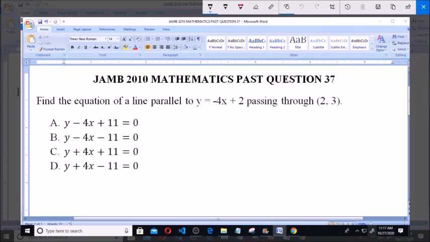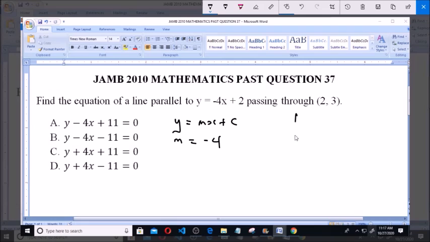So we have to find the equation of a line parallel to another line, which is y is equals to minus 4x plus 2. This is the equation of the line. Now, first of all, we have to find the gradient of this first line. From the equation of a line, y is equals to mx plus c, you will see that the gradient of this line, m, is equals to minus 4.